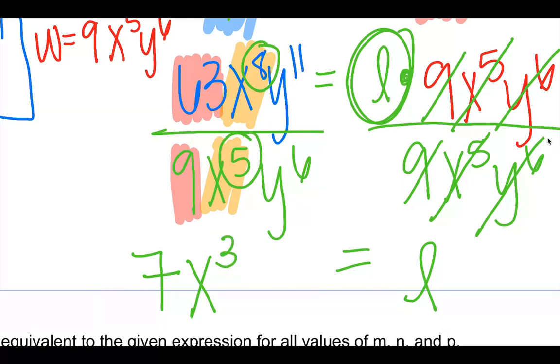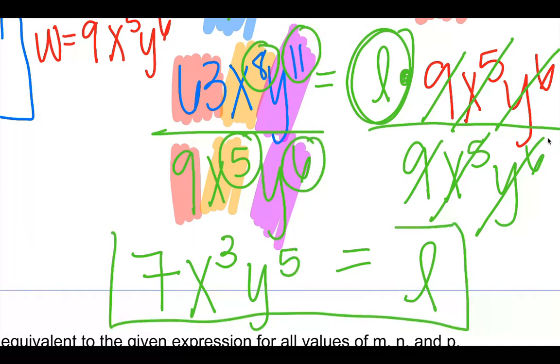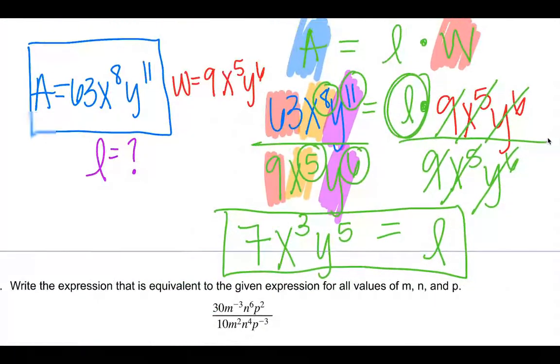Then I've got my bases of y. I've got y to the 11th and y to the 6th. So keep the base of y. 11 minus 6 is 5. So that is my length.